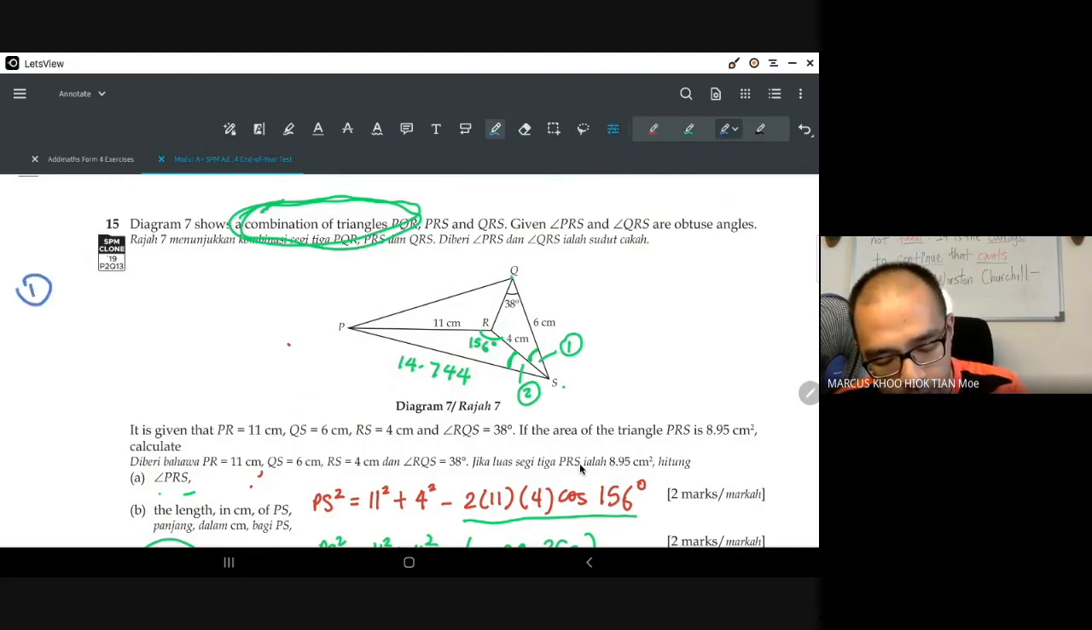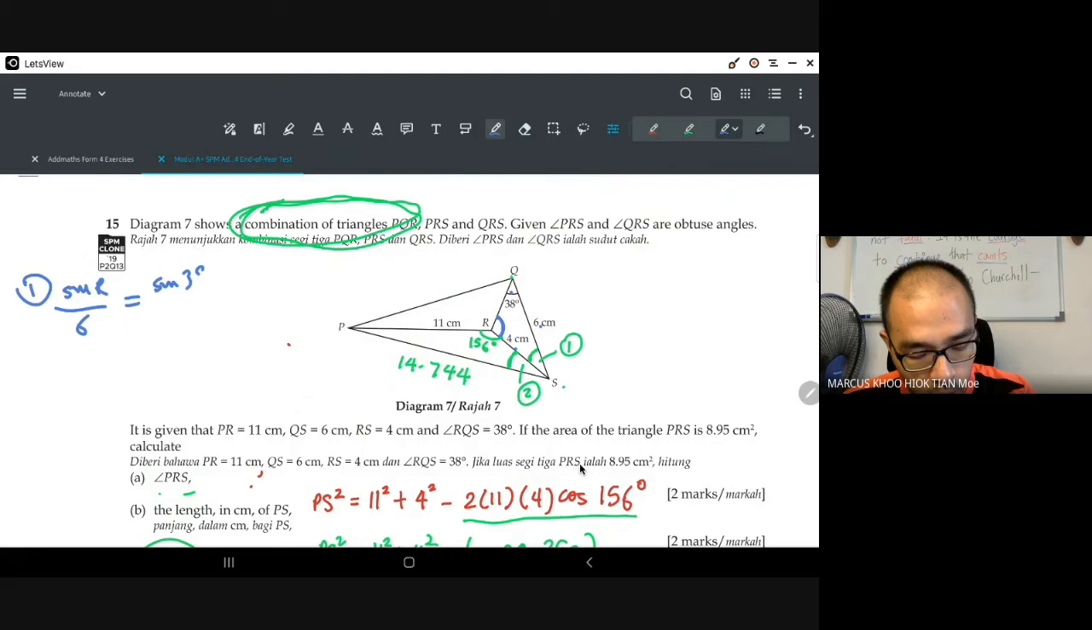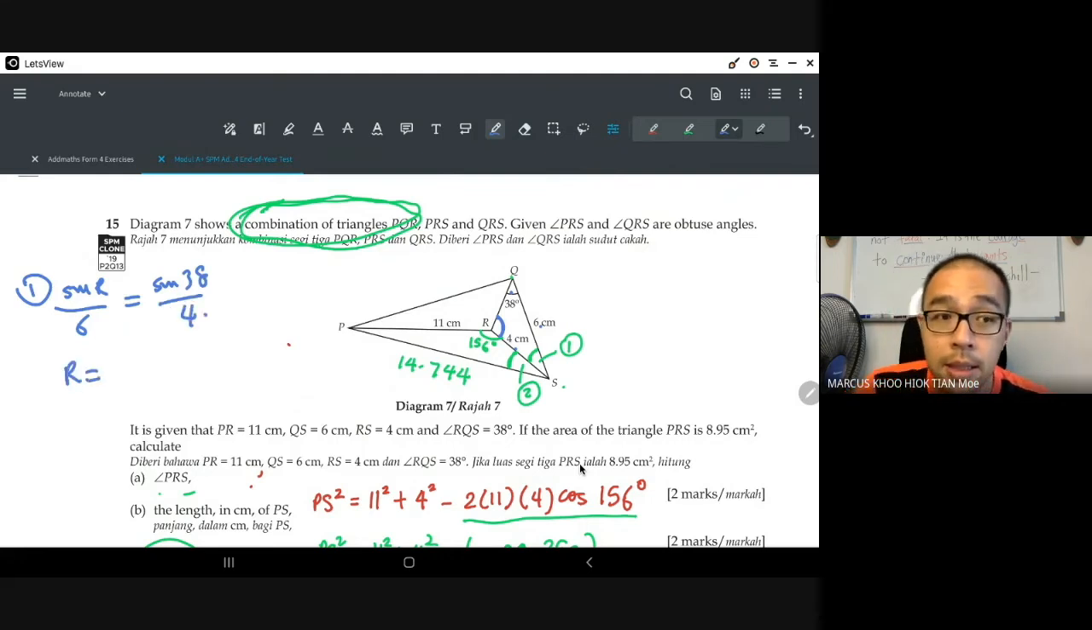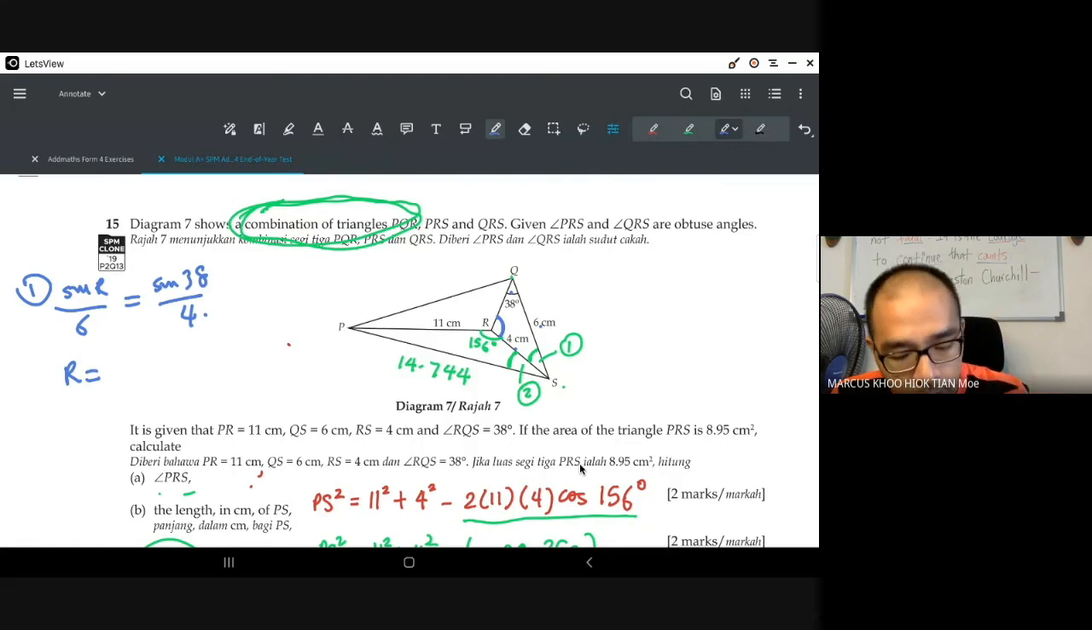How do we find QSR? We have 38 here, we have 4, we have 6. We have to find this angle first. So sine R over 6 equals sine 38 over 4. Can I have R please? Deborah, you do this, and at the same time, I'm going to do the second one. How do I find this angle?